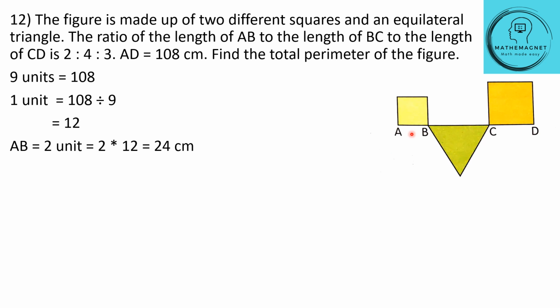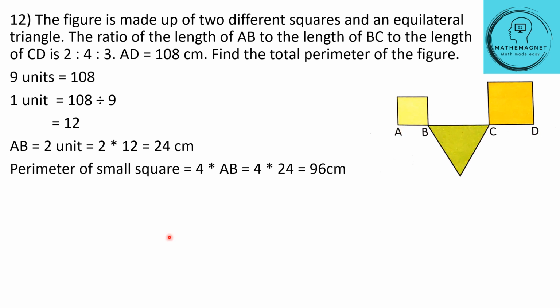Now that we know the measurement of AB, the perimeter of this small square will be 4 into AB, which is 4 into 24, which is equal to 96 centimeters. Same way, we know BC is 4 units. So 4 into 12, and we know 1 unit is 12. So 4 into 12 will be 48 centimeters.